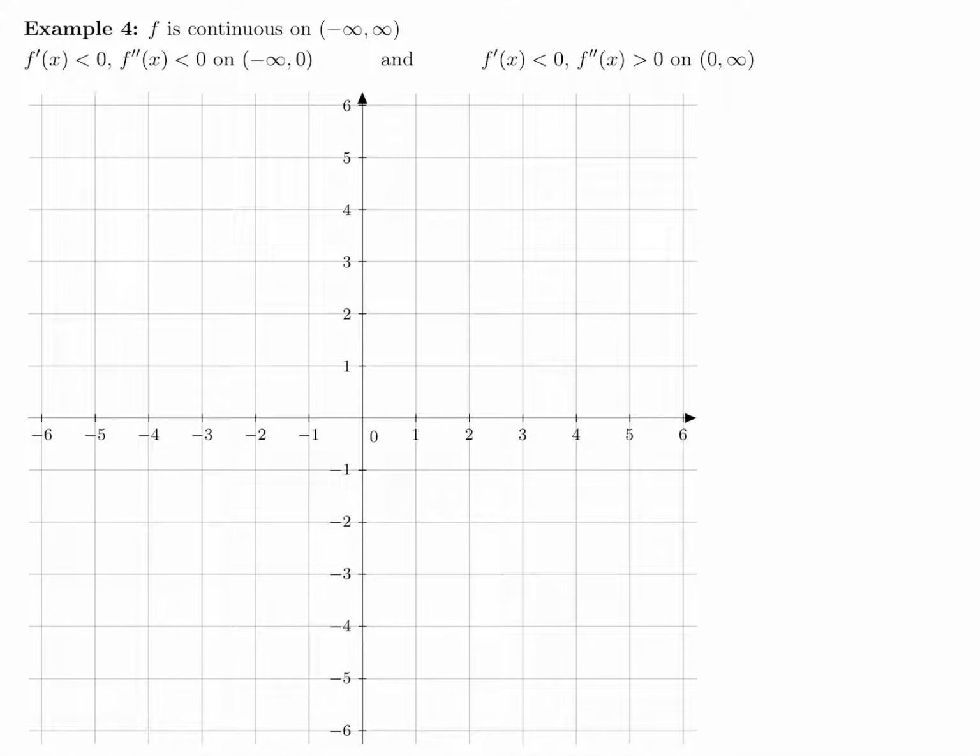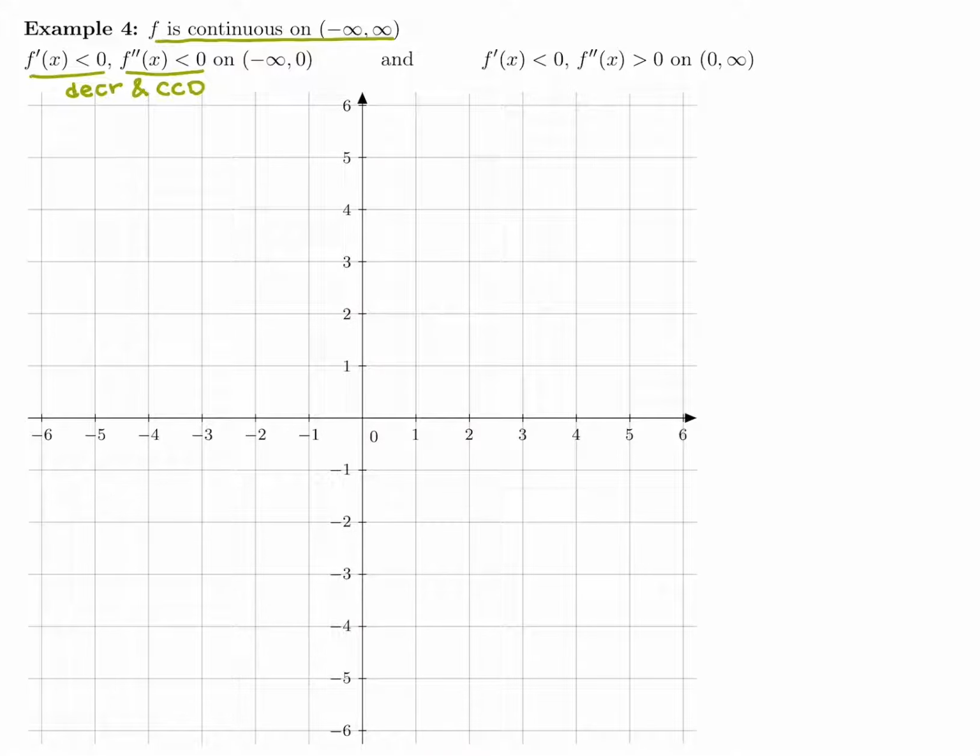This example has a little bit more going on with it. So we're still going to draw something continuous, so something we can trace without having to pick up our pencil. And we want to draw something where it is decreasing at first. F prime is less than 0, so we want to be decreasing. And we're also told that F double prime is less than 0. So we're going to draw something decreasing and concave down.